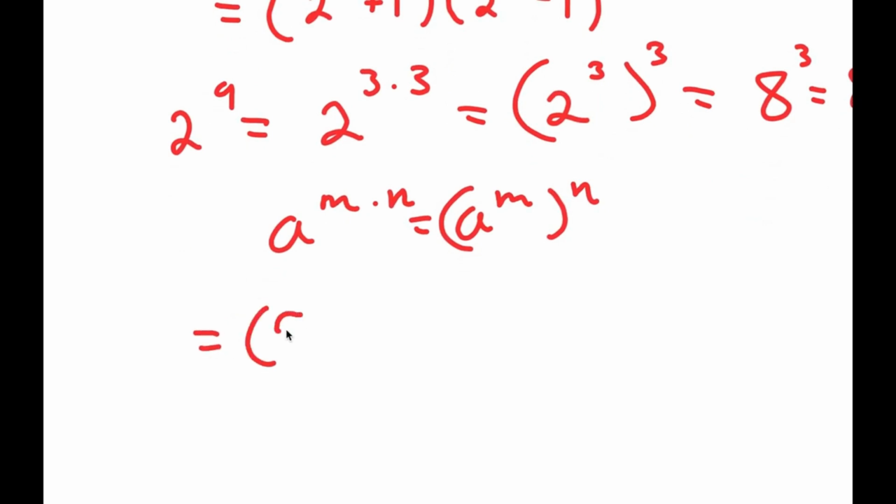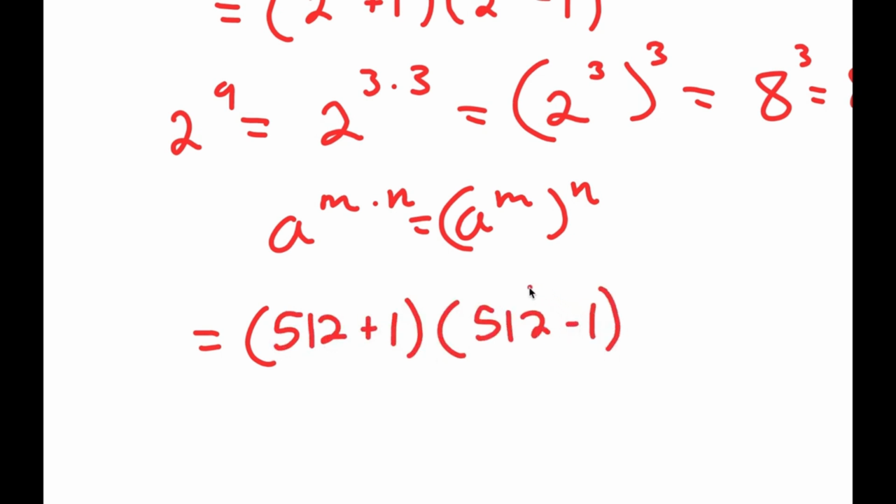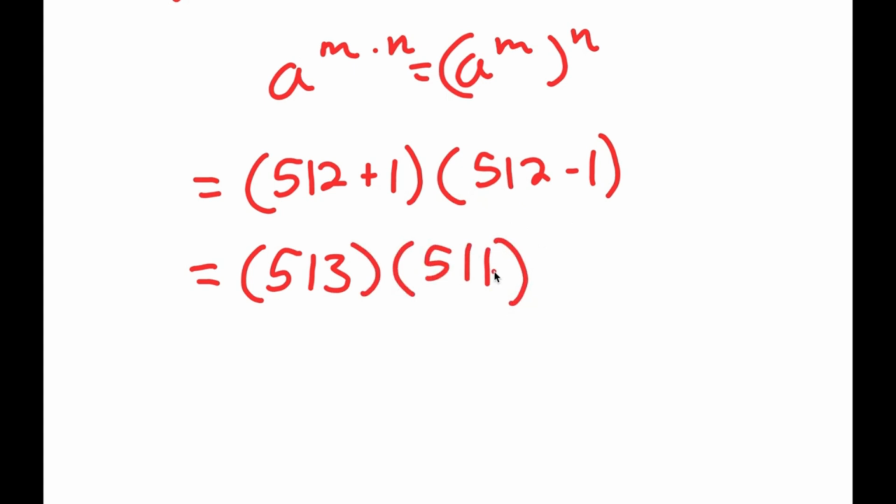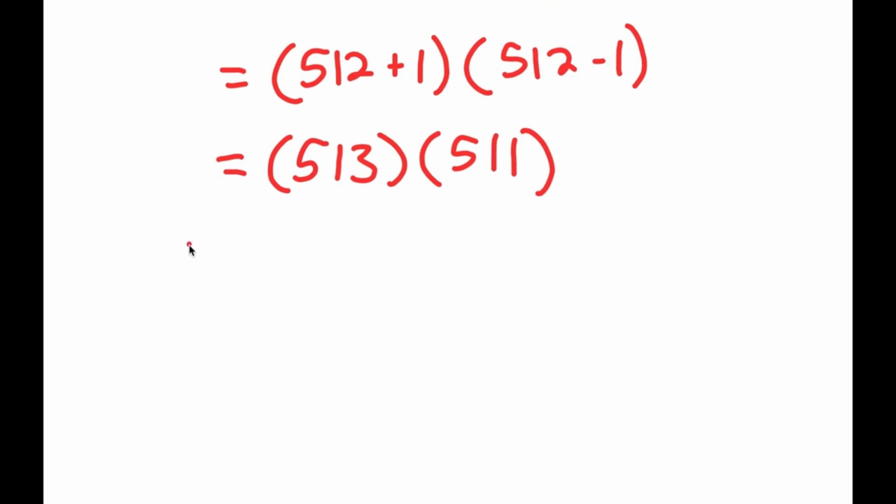So now I get 512 plus 1 times 512 minus 1. So 512 plus 1 is equal to 513. And 512 minus 1 is equal to 511. So I get 513 times 511. And now there is a simpler way. Instead of multiplying these two using the normal method, like this, there is a faster and more efficient way to do that. And how are we going to do that?